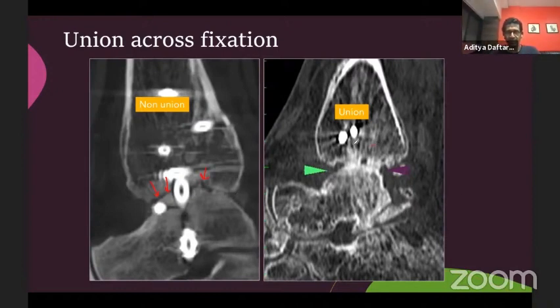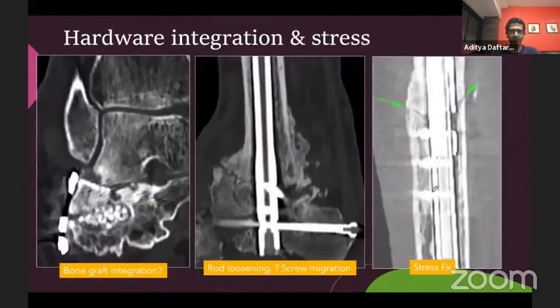As opposed to this case here, where you can see there's nice bony union across the tibiotalar joint. So union across the fixation is something that you can tell really nicely on CT, and you're hard pressed to tell on X-rays sometimes because of obliquity, and MR because of magnetic susceptibility artifact can sometimes become a problem.